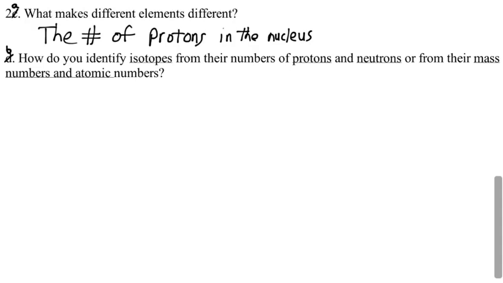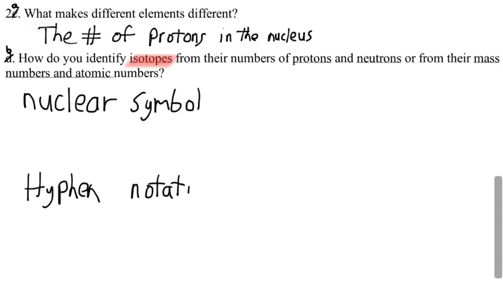So that's the isotopes. If they're isotopes, they'll have the same atomic number, but they'll have different mass numbers. Mass number is protons plus neutrons, the particles in the nucleus that give an atom most of its mass.